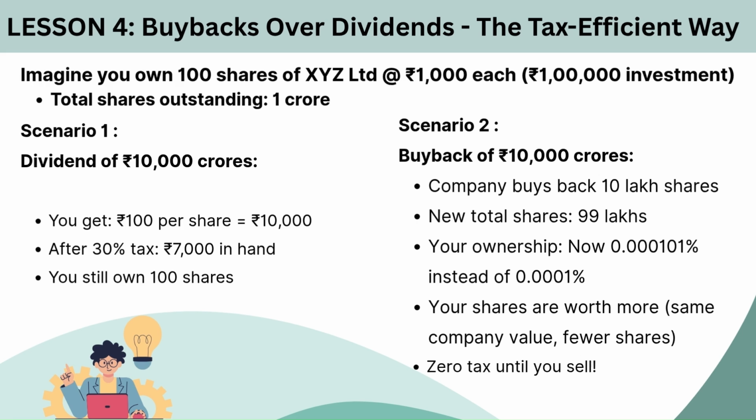Quick math. Own 100 shares worth 1 Indian rupee lakh. With a 10,000 crore dividend, you get 10,000 minus 30% tax equals 7,000 in hand. With a 10,000 crore buyback, your ownership increases, share value rises, and you keep it all tax-free until selling.